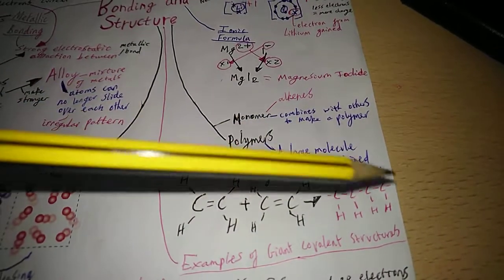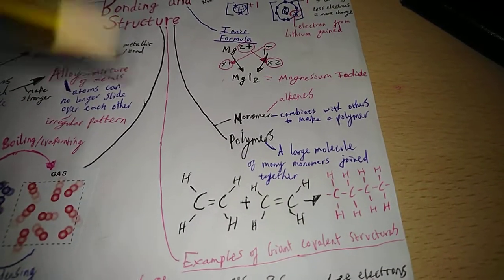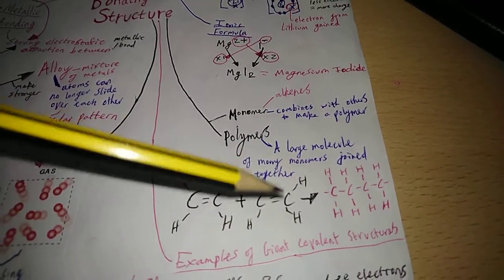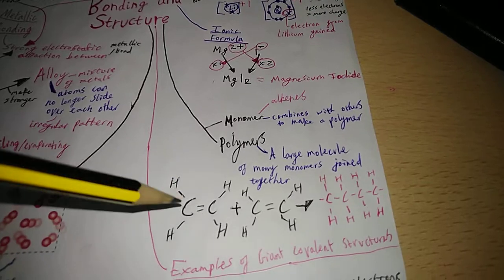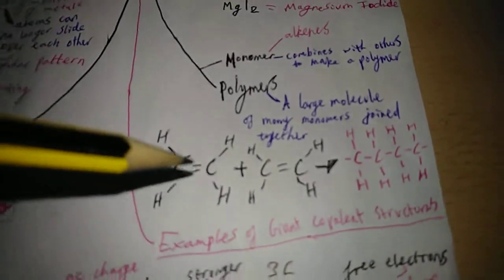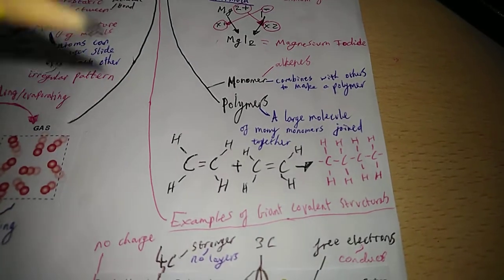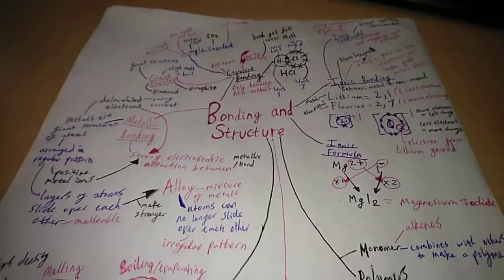So it's got the same amount of H's, the same amount of C's. The only difference is the fact that the C's can join together. And how this happens is, you can see the double bond in between them. That splits. So it turned into a lot more bonds. So where were we?